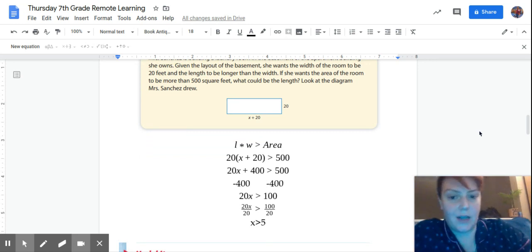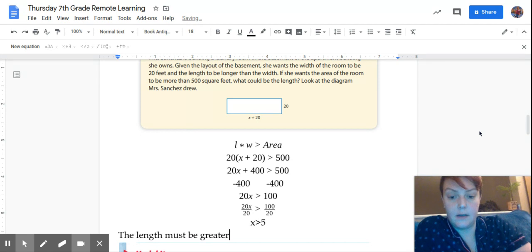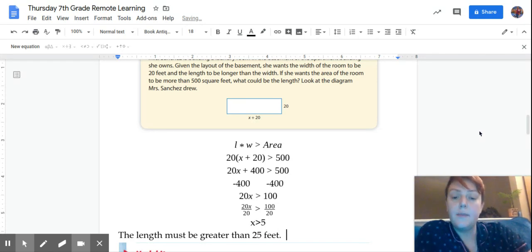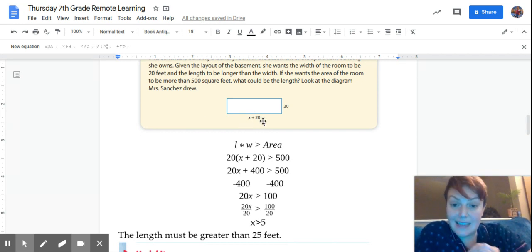Now, the question wasn't, what does x need to be? It means what could be the length. The length must be greater than 25 feet. Because the area needs to be at least 500. So x plus 20, this length has to be at least 25, specifically bigger than 25. Okay, so there's that one.